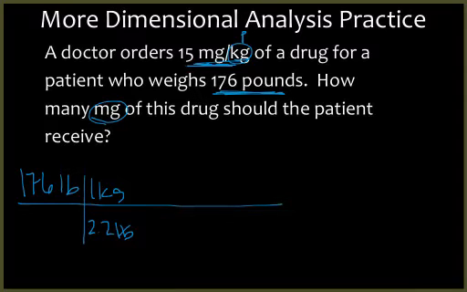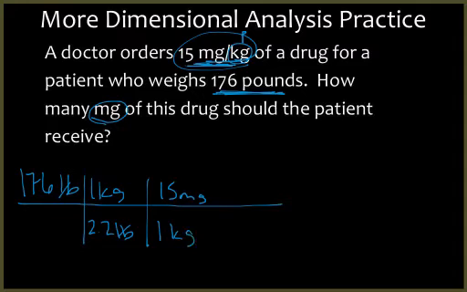So that gets rid of our pounds. Then this is where we can use this conversion here. We know that we need 15 milligrams per 1 kilogram of body weight. That takes care of that. That allows us to end up with milligrams so that we can go ahead and do our calculation. So we're going to multiply going across, divide top to bottom, and we end up with 1,200 milligrams.